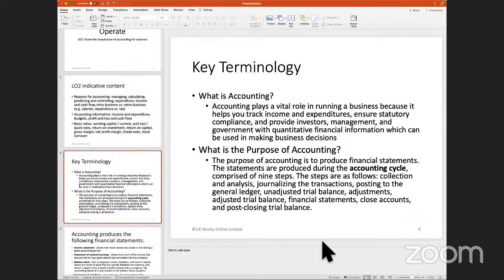Now, accounting can be done by one person. If it's a big company or a larger organization, then you might have a number of people working within the department, and that would constitute a finance department or an accounts department. They would be responsible for producing things like payroll, looking at taxation, producing financial statements, and submitting accounts to investors, management, and obviously Companies House, which is government.